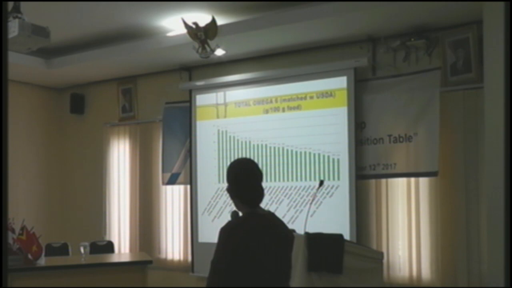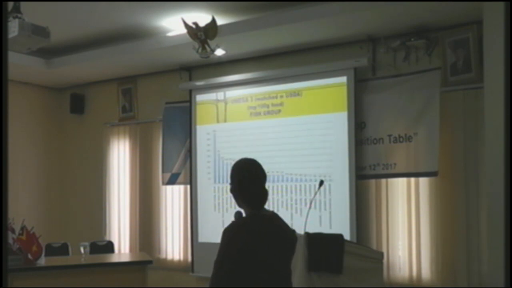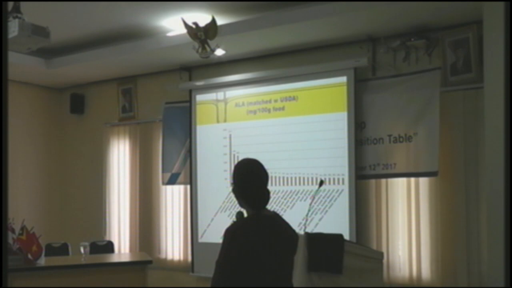And then this is also omega-6. It's more the cracker, peanut, the content of the omega-6. And then I am again using the USDA data, but looking at the fish group. So there are different kinds of fish. And then this is the ALA, so the variety.